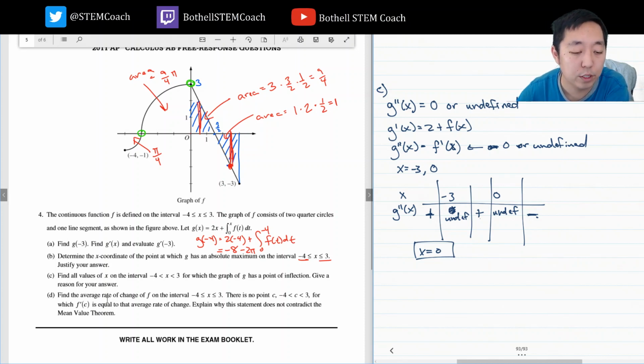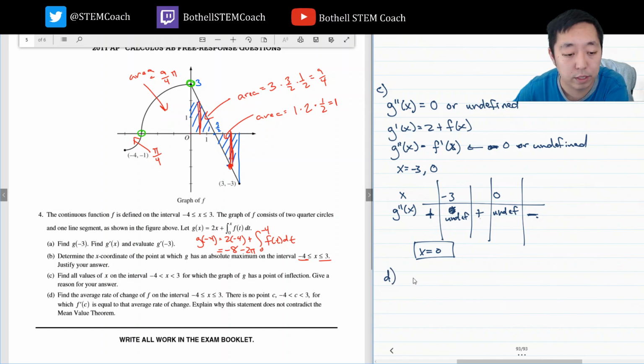Now find the average rate of change of f on the interval -4 to 3. There is no point c for which f prime c is equal to that average rate of change. Explain why this statement does not contradict the mean value theorem. Okay, average rate of change on the interval of f.